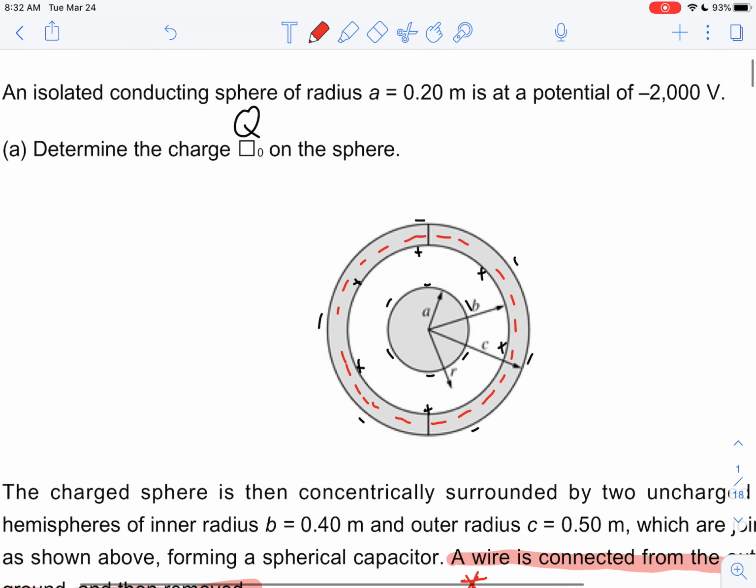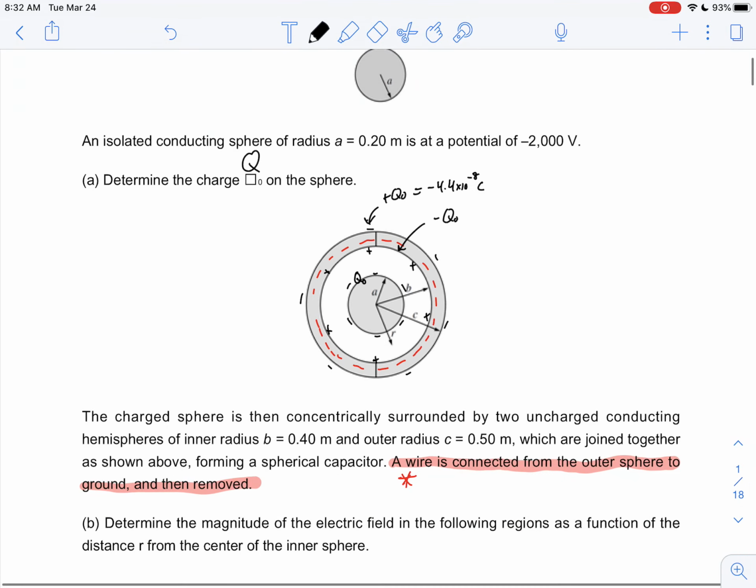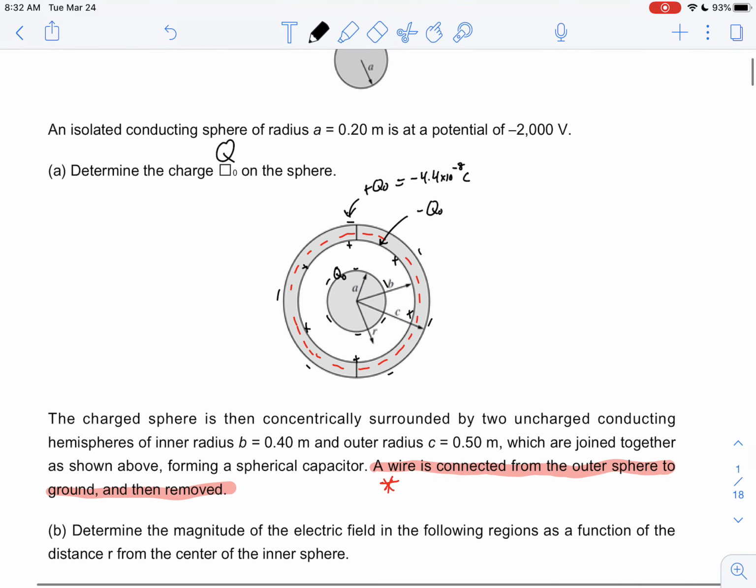And for that to be the case, if we have a charge Q naught on this surface, that means that the charge on this inner surface is negative Q naught, which means that the charge right here is positive Q naught. This is kind of confusing, but we found this to be negative 4.4 times 10 to the minus 8 coulombs. Okay, and then what happens is we connect a ground to it.